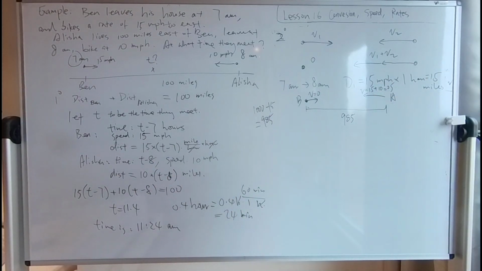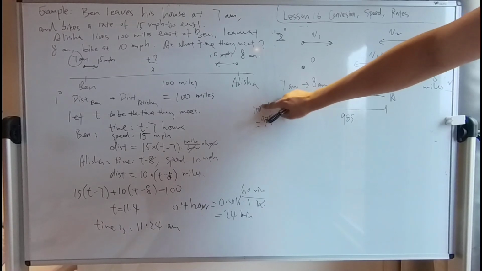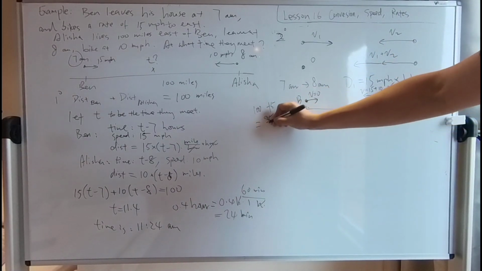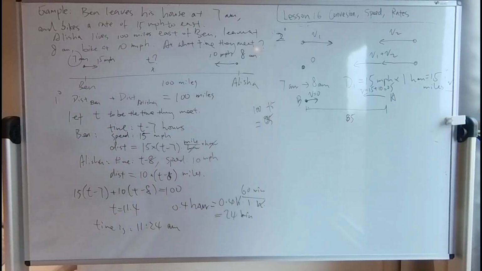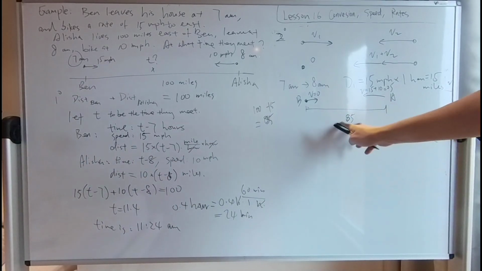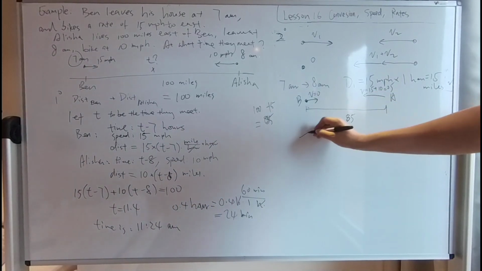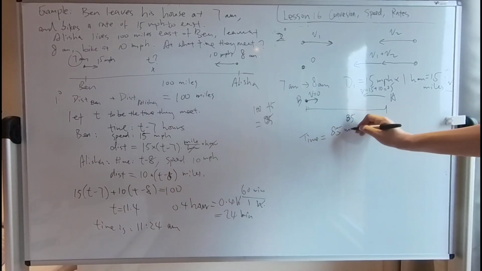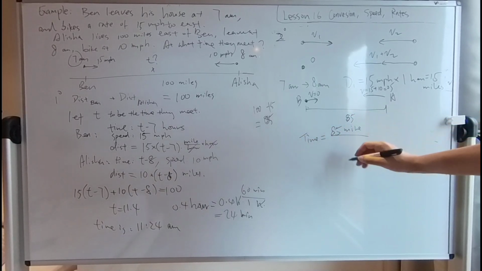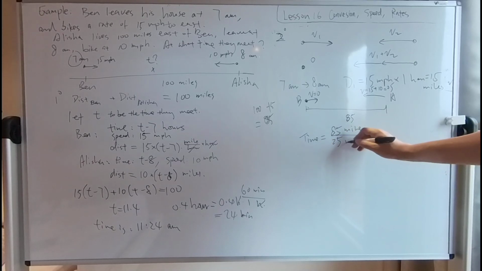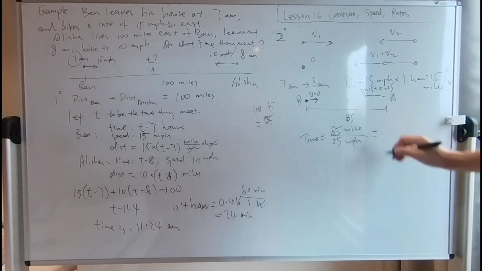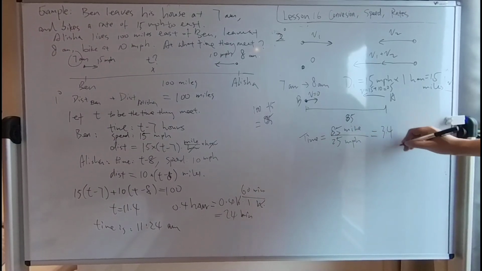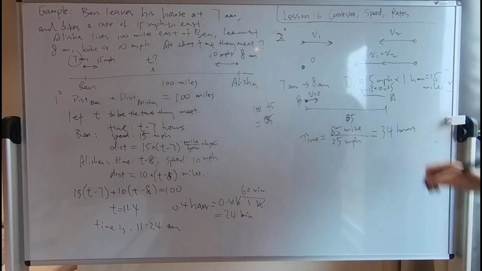That is 25. Sorry, this is 100 miles, so it's 85. It's 85 miles left in terms of the distance. So now I have distance, I have speed. So the time is distance in miles over speed, which is 25 miles per hour. 85 over 25 is 3.4 hours.